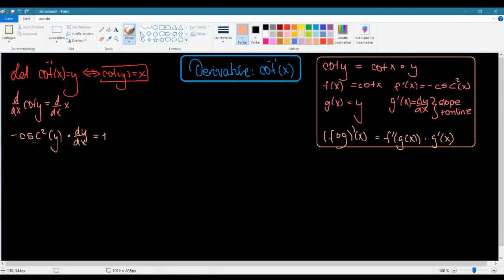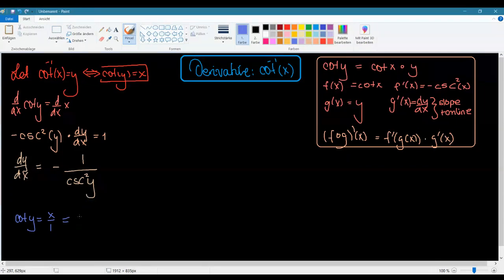Okay, so now we're going to divide by negative cosecant squared y, and we end up with dy by dx is negative 1 over cosecant y squared. Well, now how do we get rid of this y? Because we don't want the y in the denominator. We want an x in the denominator, right? Because we need to go back to our former notation. Well, let's go back to the beginning. Cotangent y is x, which is x over 1, because anything is itself over 1.